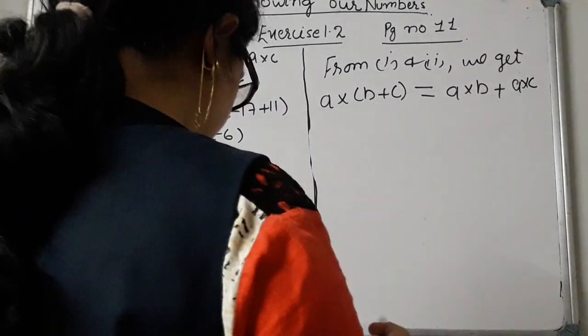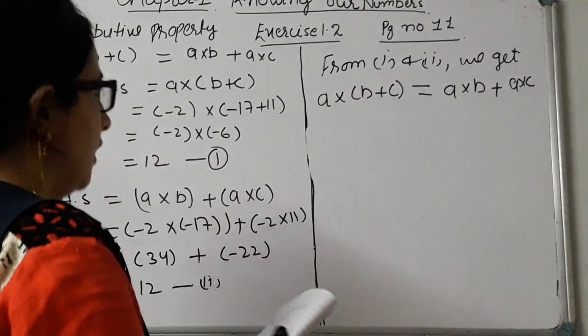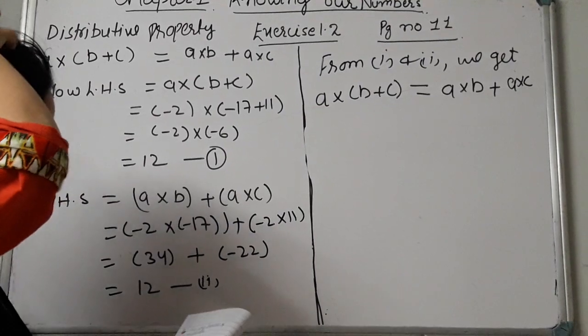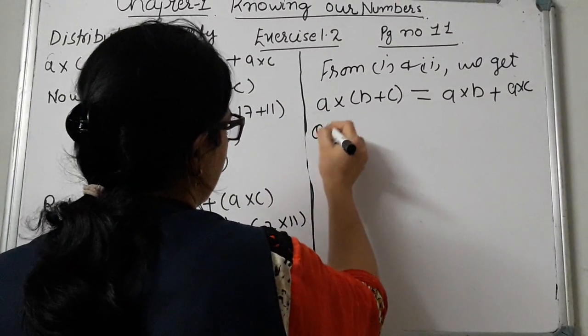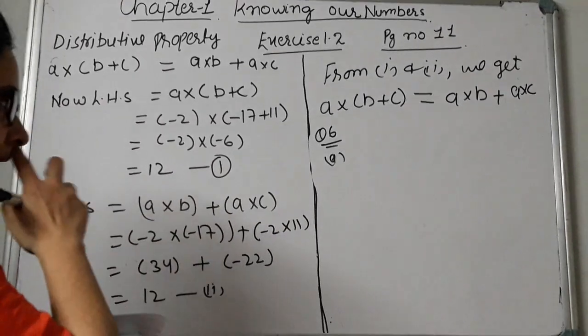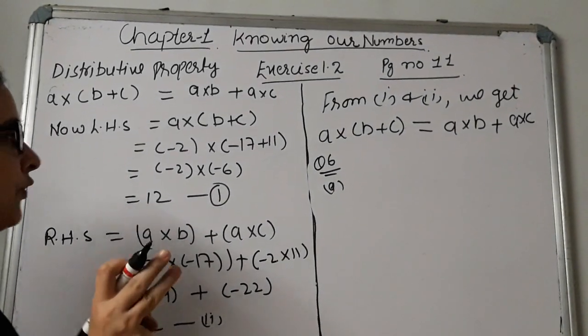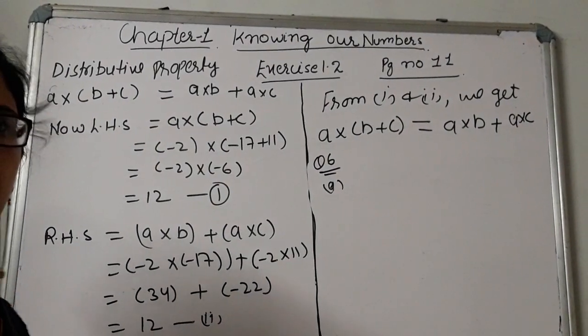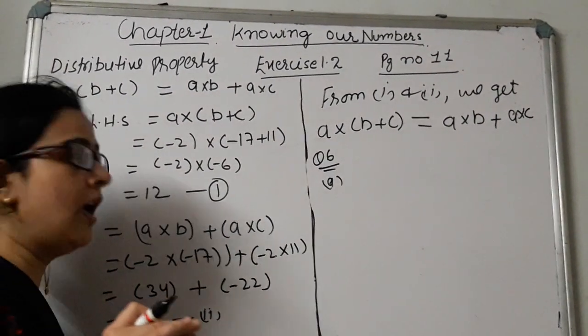Now next question. So we will see that distributive property is applied here. Now we will do question number 6A. In this question we are using properties of multiplication to do the multiplication in a very simple way, not to do in a very hard way.